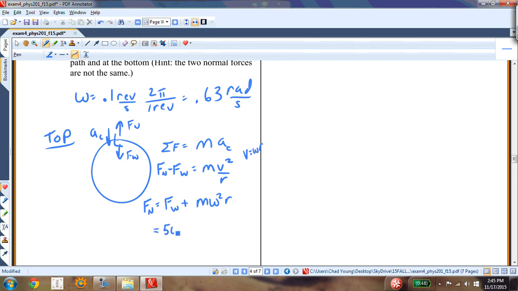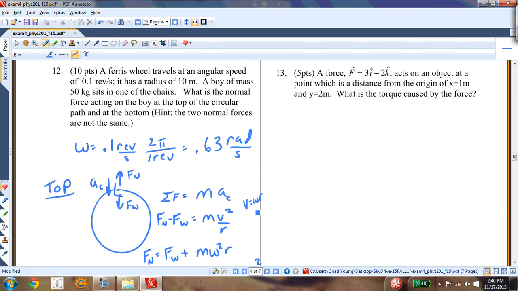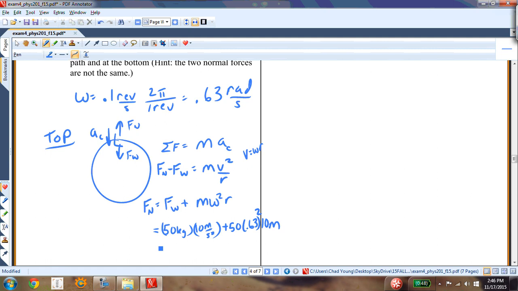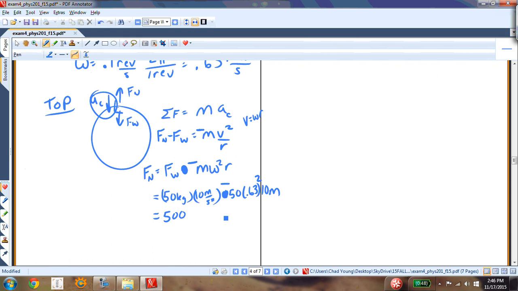So the boy was 50 kilograms times g, which is 10 meters per second squared. That gives me his weight, plus 50 times omega, which was 0.63, squared, and then r, which is 10 meters, the radius of the Ferris wheel. That's going to be 500. Oh, I made a mistake here. This should be a negative value right here because that acceleration is negative. And so here I'm going to have a negative, and here I'll have a negative. It's a very important step. Sorry about that. So it's 500 minus roughly 200, so it's going to be 300 newtons is the normal force at the top.